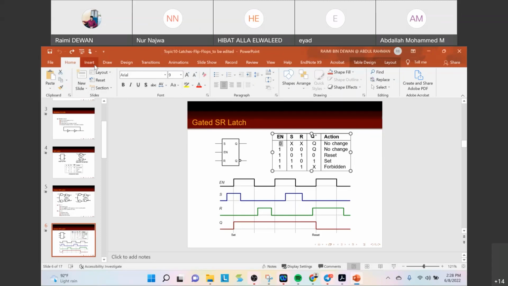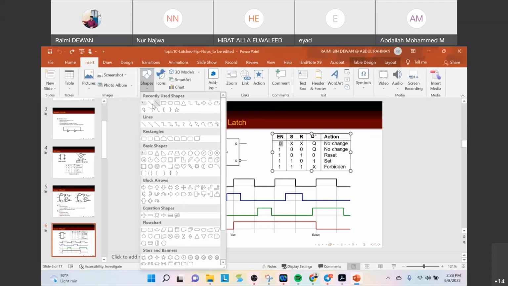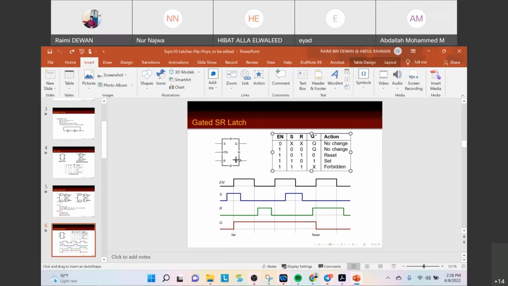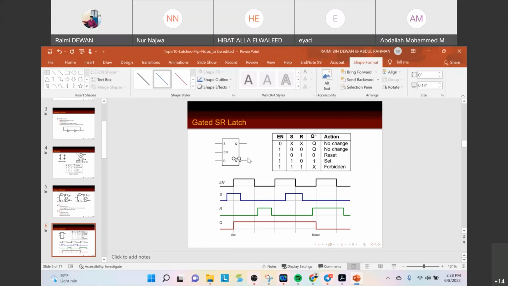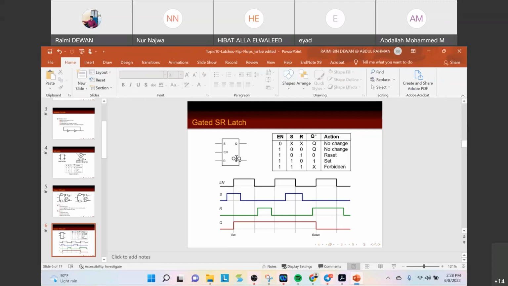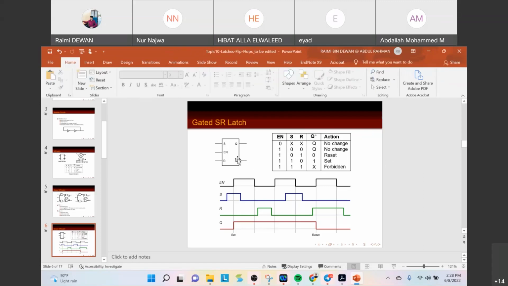How can I fix it? That's why I didn't want to share the slides with you before. This one is Q bar. Okay, never mind. At least you know it is Q bar.